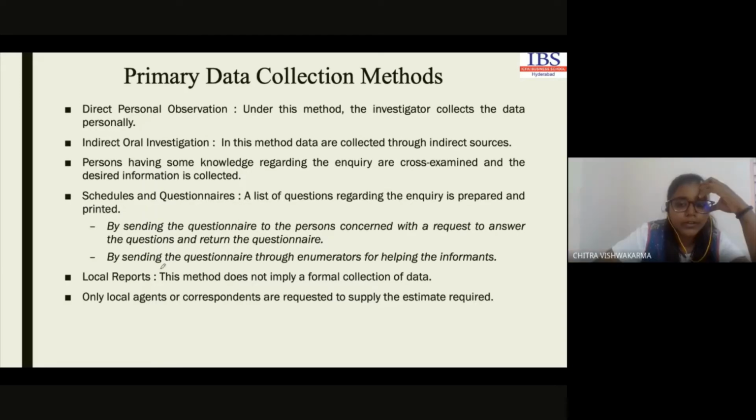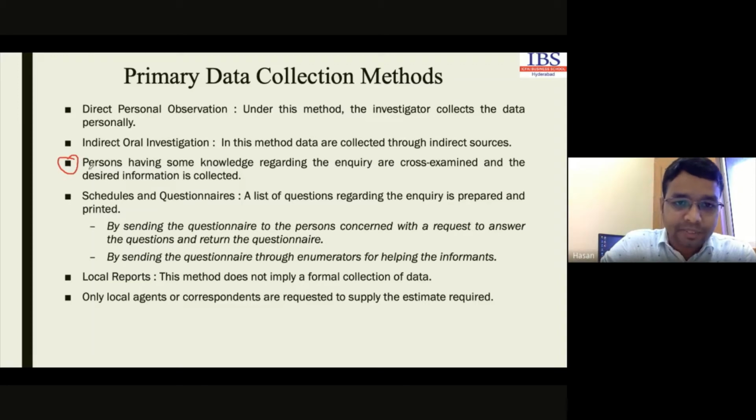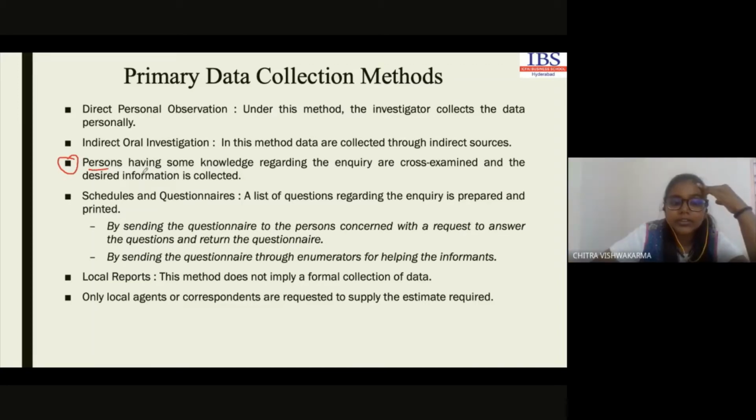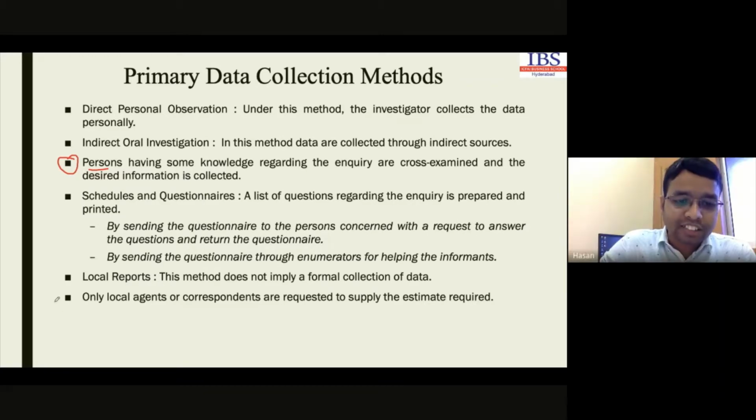Sir, I have a doubt. How are the third point and the sixth point different? They're the same people, right? This is a person having some knowledge. Local agents also have knowledge, that's why you go to them. No, local agents are a third party, and here the person is the experimenter itself, the one who is performing the experiment.